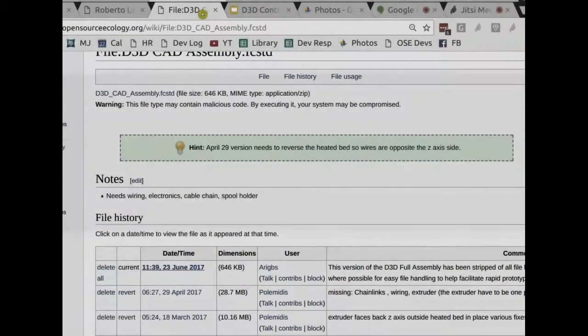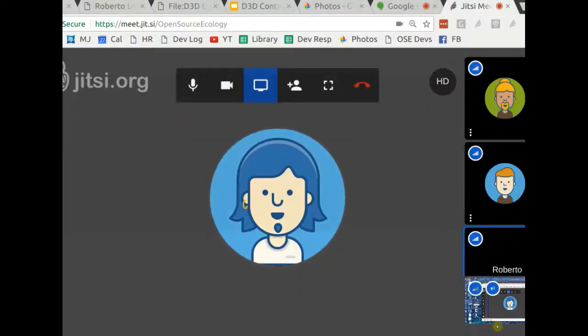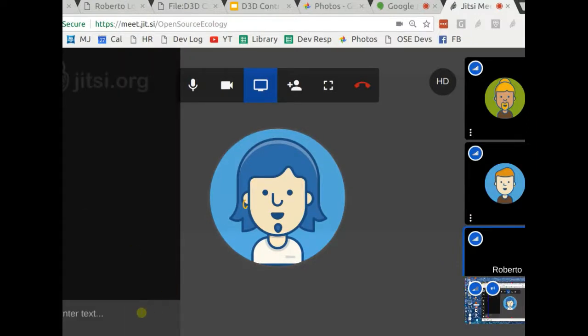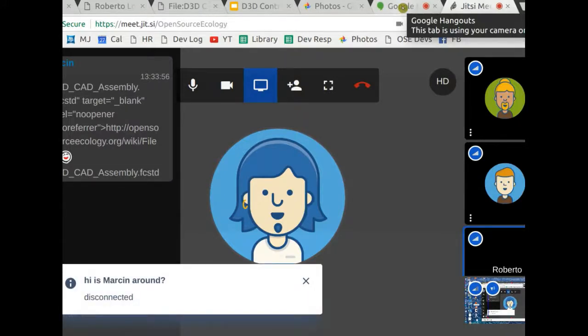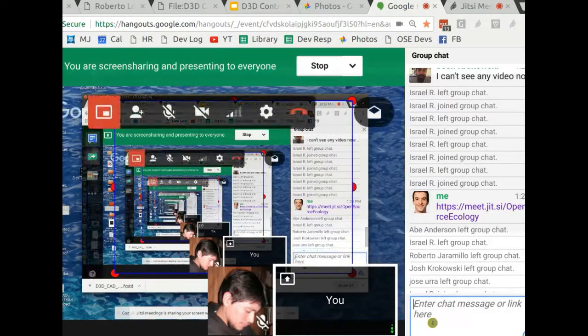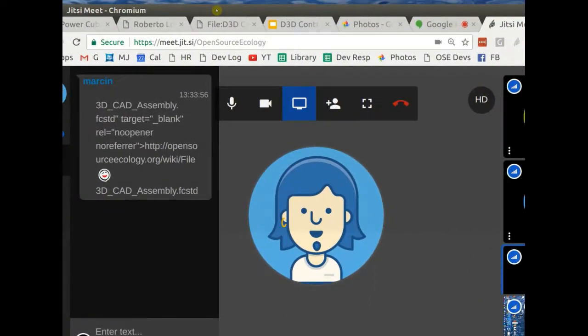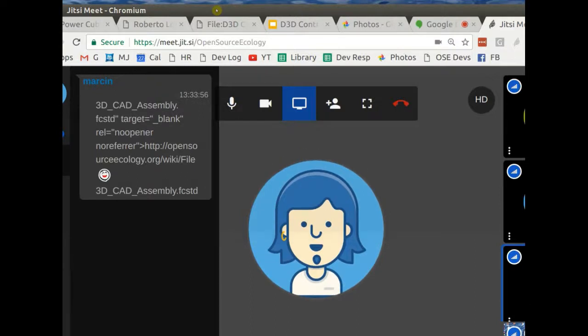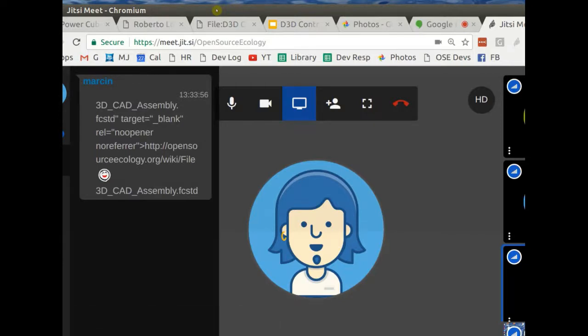I'm crashing here. Let's see if this works. So that would be the file that I'm looking at. Please take a look at that. Download it and see if that's the right one we want to do. I'm going to open that up right now. I believe that's the one we want to work from. It should have the cable chain as well. Let's see what the final version looks like here.